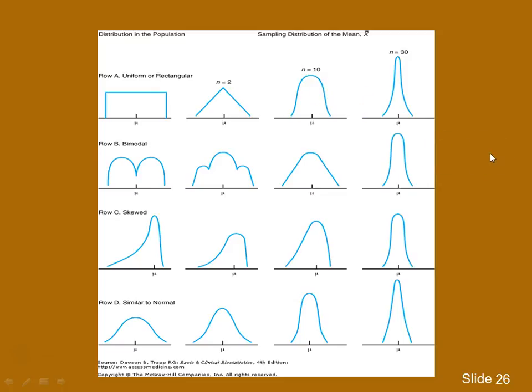So that's why the central limit theorem is a very powerful and important theorem. It doesn't matter what the population looks like, the distribution of the sample mean gets more normal as n increases.